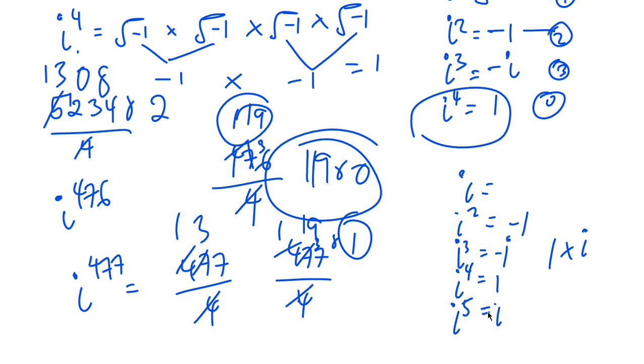If the remainder is 1, your answer will be i. If the remainder is 2, your answer will be minus 1. If the remainder is 3, it will be minus i. And if the remainder is 0, sorry, the remainder cannot be 4. If the remainder is 0, your answer will be 1.